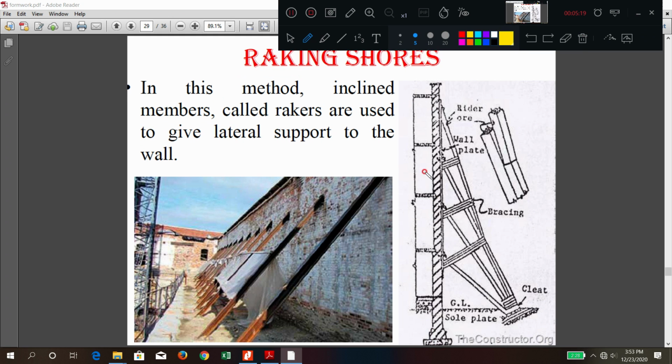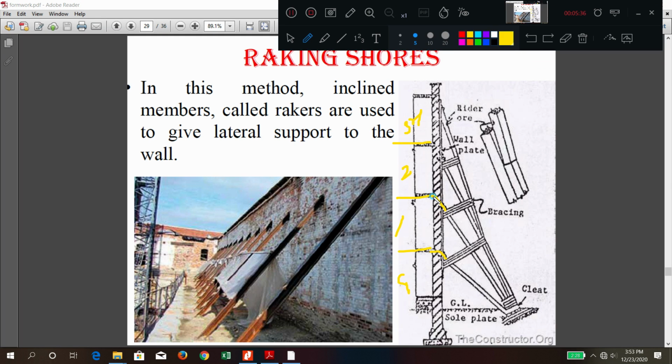Racking shores. These are the floor levels, the inside floor levels: this is the ground floor, the inside of the building, the first floor, the second floor, the third floor. Now this is a cross section. So you should provide racks here only.